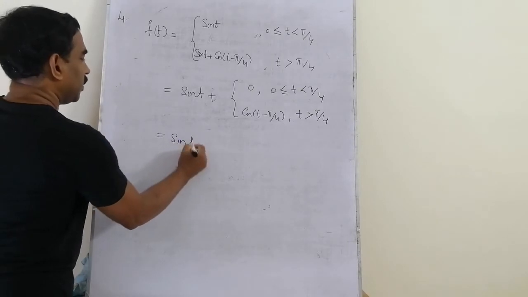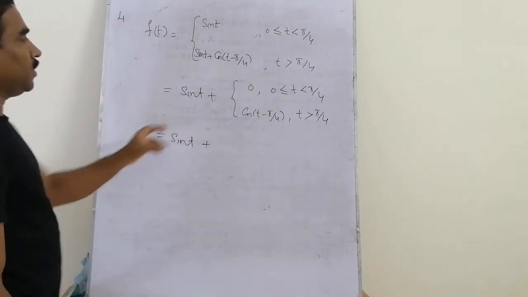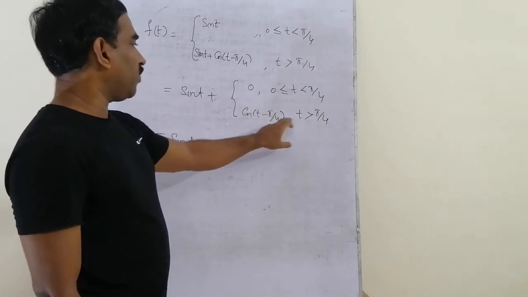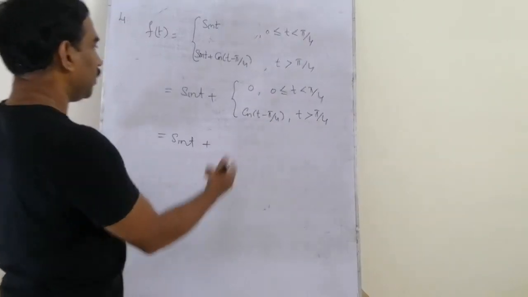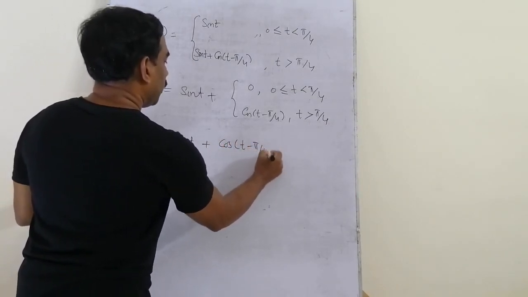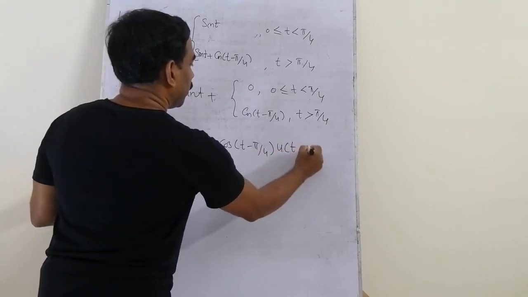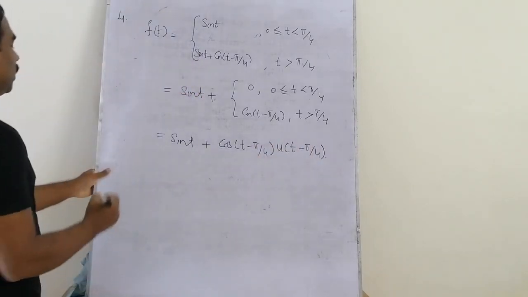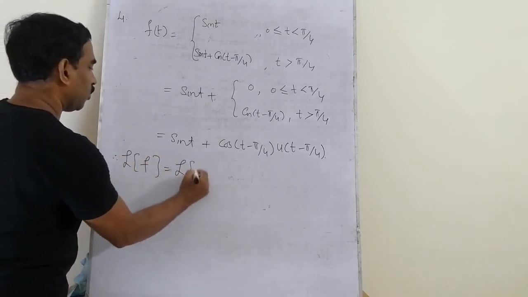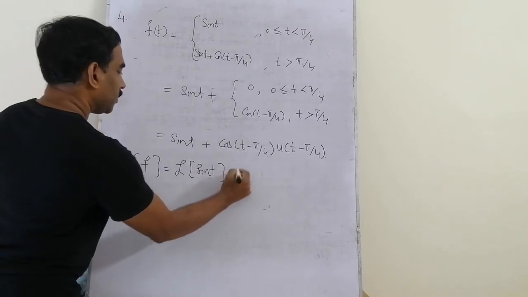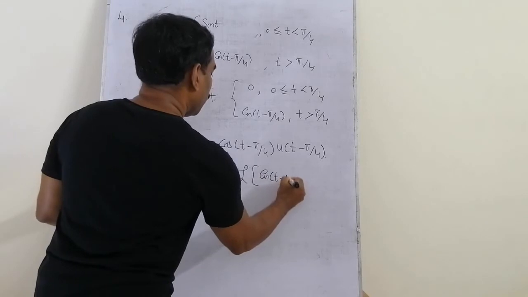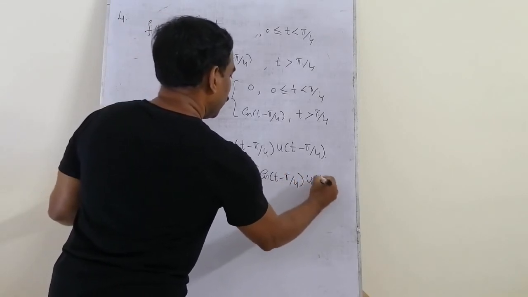Again we can simplify that expression, and what is this piecewise function? It is 0 for 0 to pi by 4 and it has the value cos of t minus pi by 4 after pi by 4. So we can combine with the unit step function. This is equivalent to the shifted function cos of t minus pi by 4 into u of t minus pi by 4. Therefore, the Laplace transform of f(t) is equal to Laplace transform of sin t plus Laplace transform of the shifted function cos of t minus pi by 4 into u of t minus pi by 4.